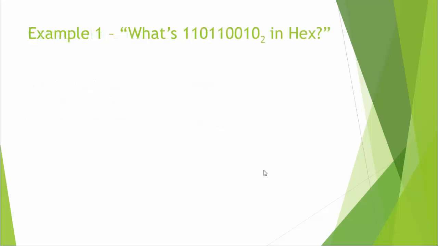Okay, so let's try one. 110110010 in hex. So the first step is to divide into nibbles. All right, we work right to left. So we take the rightmost 4 digits, make that a nibble. The next 4 digits, make that a nibble. And in this case, we have 1 digit left over that becomes its own nibble as well. So we know we're going to have 3 digits in hexadecimal.